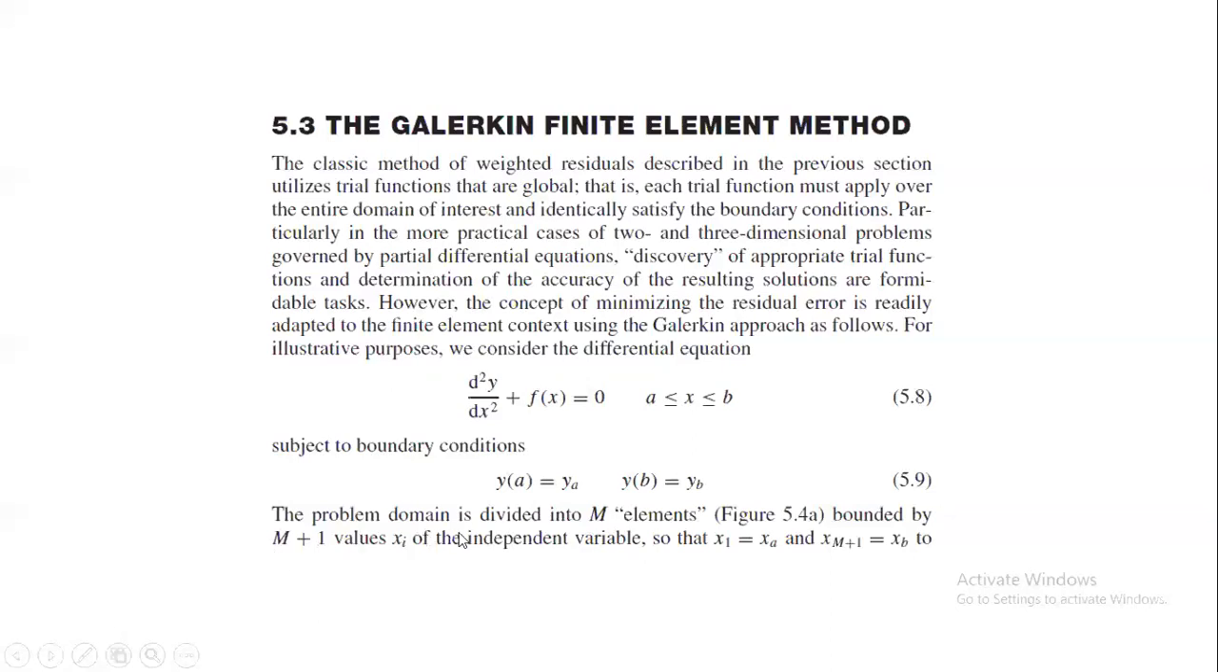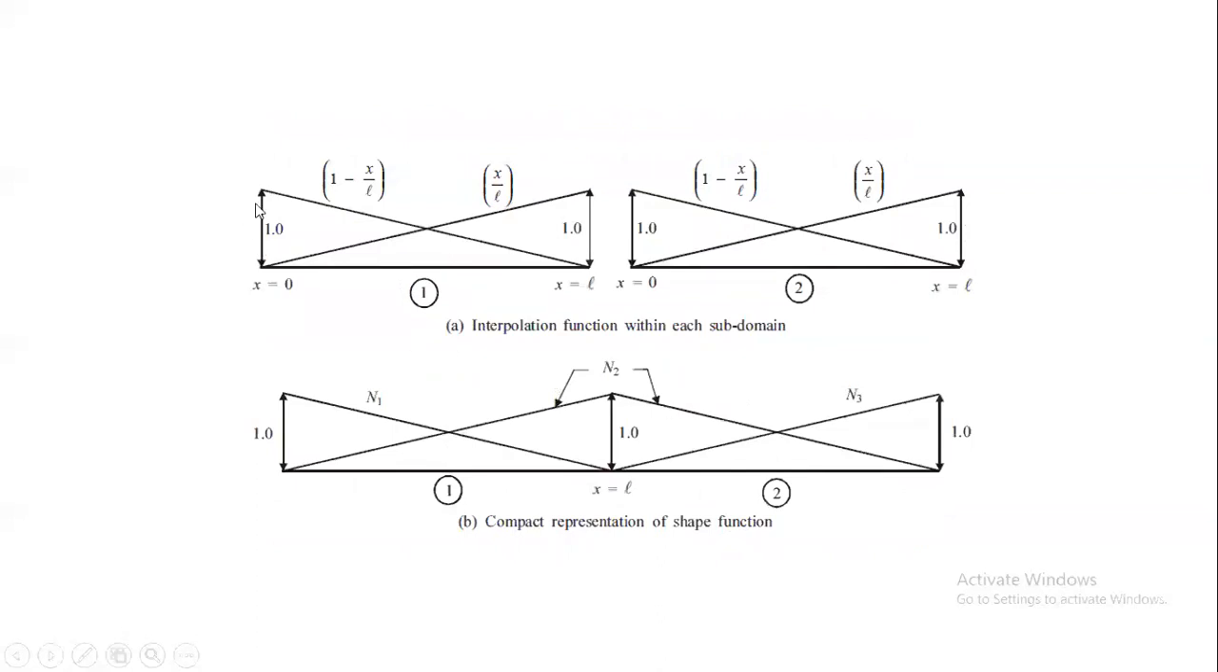M plus 1. Okay, so values xi of the independent variable, so that x1 is equal to xa, and xm plus 1 is equal to xb. Okay, so we will never miss the boundaries, the starting and the ending point. Now this is another example of dividing the domain, and these are examples of the trial functions. You can see that the sum of these two trial functions is equal to 1.